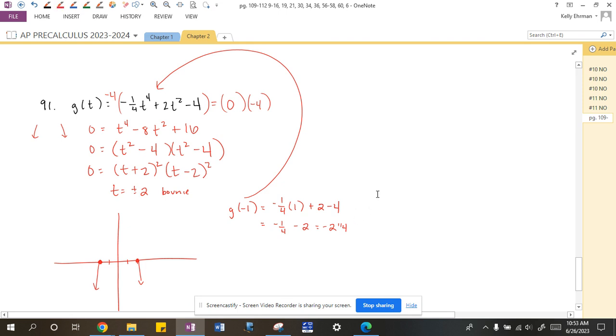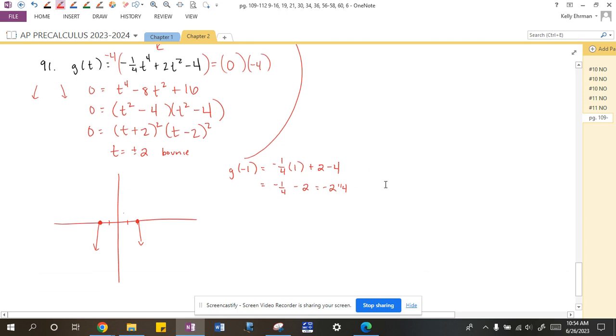That's easy to think of if you're plotting. Just make sure it's between -2 and -3. If I plug in 0, that's easy. That's -4. And if I plug in 1, I get the same thing, right? I still get -1/4 times 1 plus 2 minus 4. So -2 1/4 is a little bit past -2.